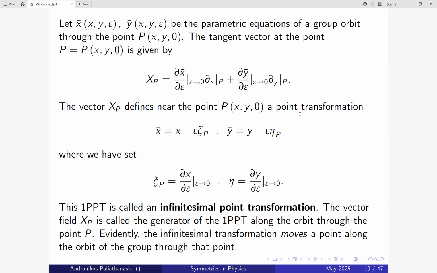Now, let x bar, y bar be the parametric equations of a group orbit through the point P. Then the tangent vector at the point P is given by the following expression. The vector Xp defines near the point P a point transformation of this form. This is an infinitesimal transformation where we have set xi p to be this component and eta to be defined by this. This 1 PPT is called an infinitesimal point transformation. The vector field X is called the generator of the 1 PPT along the orbit through the point P. Evidently, the infinitesimal transformation moves a point along the orbit of the group through that point.